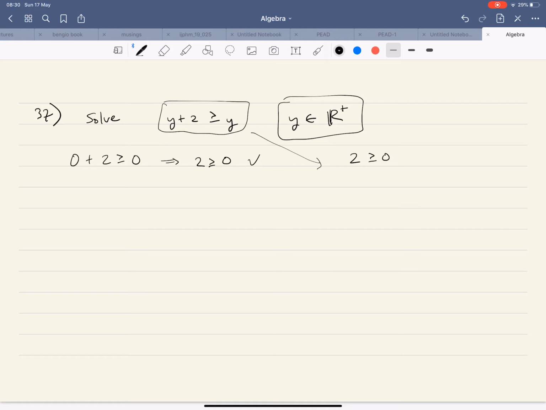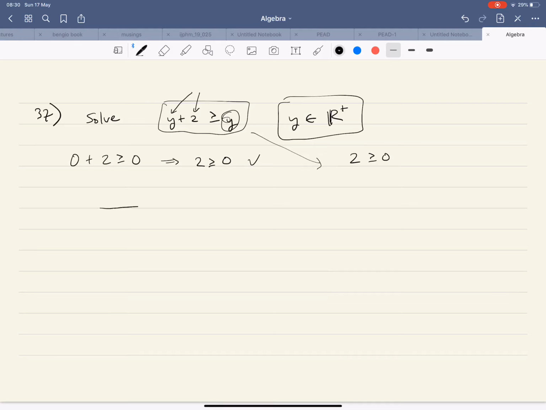So when I add y, which is a positive number, with 2, which is another positive number, I'm always going to get something that's bigger than the y that I started with. I'm also always going to get something that's bigger than the 2 that I started with. So that's kind of cool.